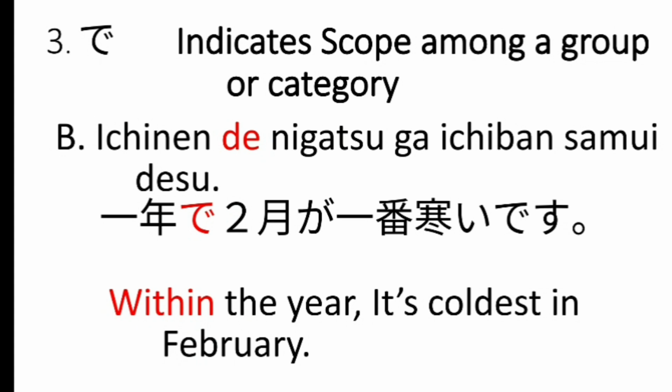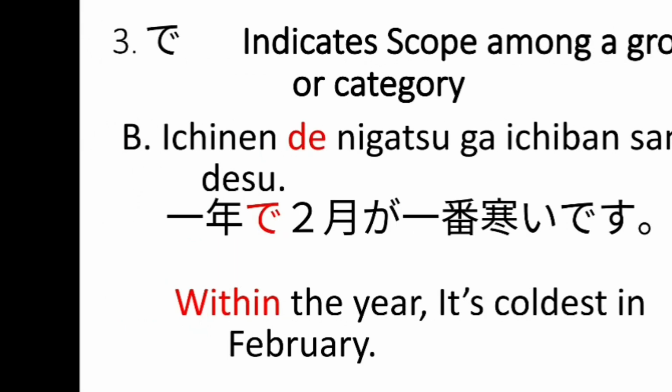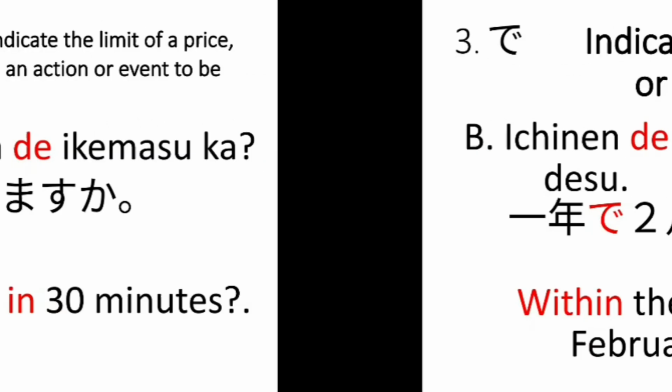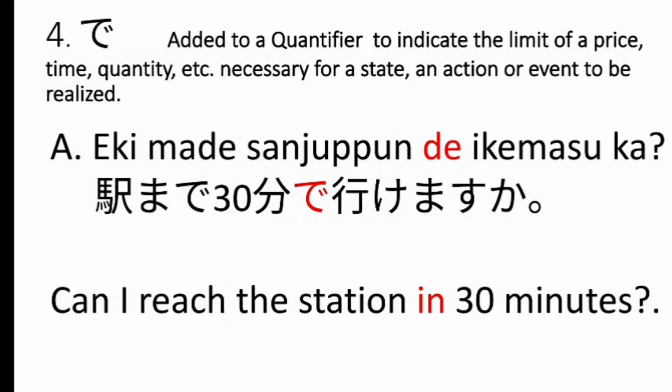So it's in our third usage of de, which indicates scope, the scope among a group or category. So it falls on this meaning. Next, our fourth de is added to a quantifier to indicate the limit of a price, time, quantity necessary for a state, an action or event to be realized.